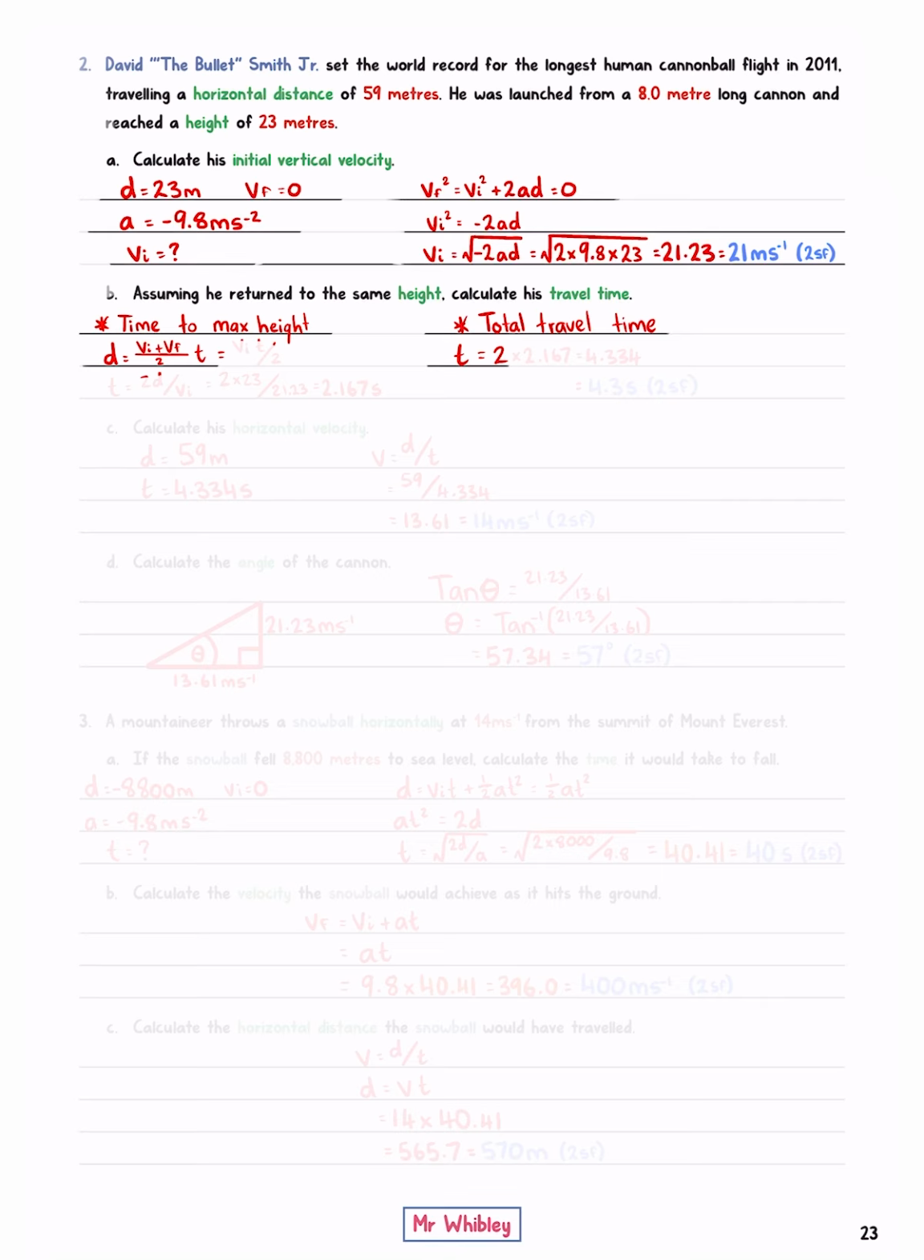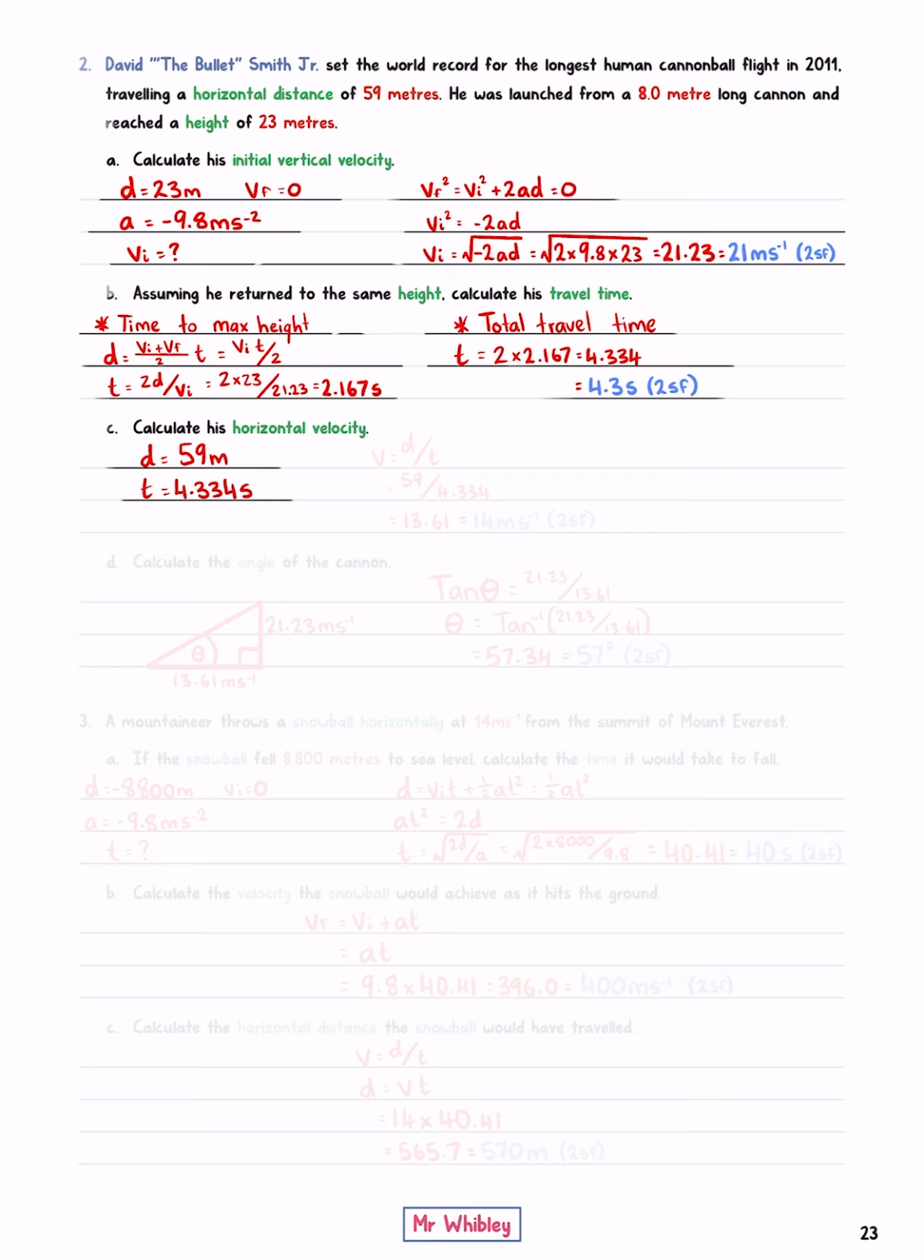We know that the final vertical velocity is 0, so our equation simplifies to Vi t over 2, solving for time by multiplying both sides by 2 and dividing by Vi. Putting in our numbers gives me 2.167. Doubling this gives us 4.334 or 4.3 seconds to two significant figures. Calculate his horizontal velocity. We know that he travels a horizontal distance of 59 in a time of 4.334 seconds.